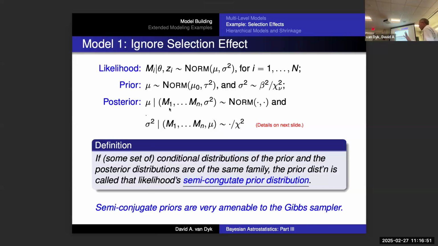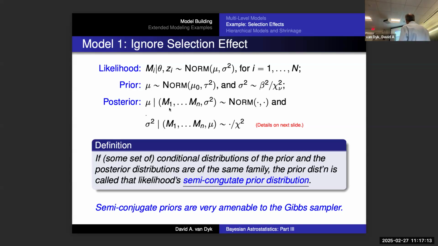Well, first of all, as a baseline, let's just ignore selection effects. We're going to fit a normal distribution. How do we do that? Well, it turns out that, as we talked about in the first lecture about conjugate priors, there's a conjugate prior for the normal distribution as well. There's two parameters, so the conjugate prior is a little bit more involved.